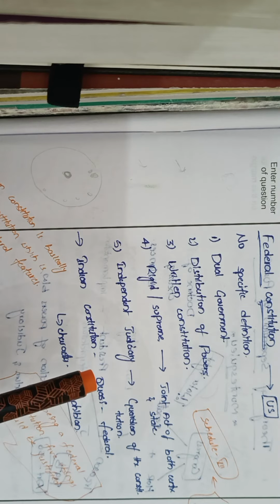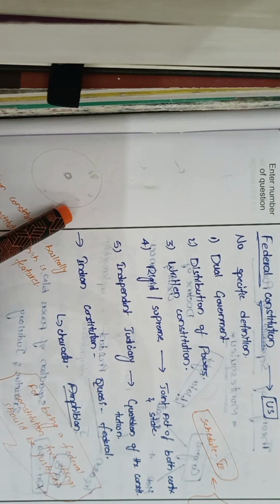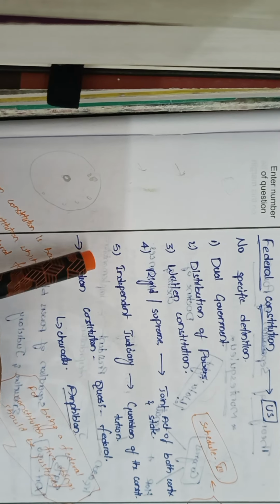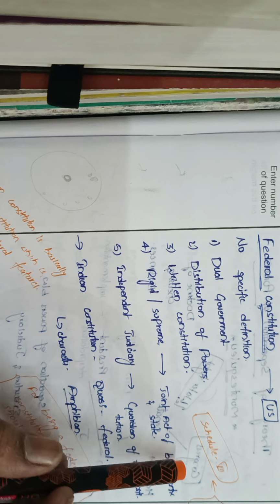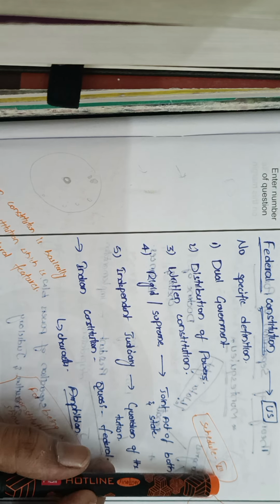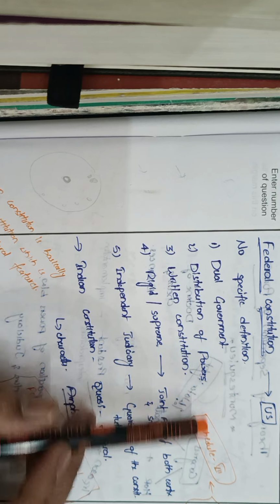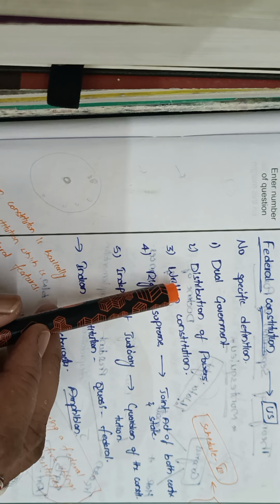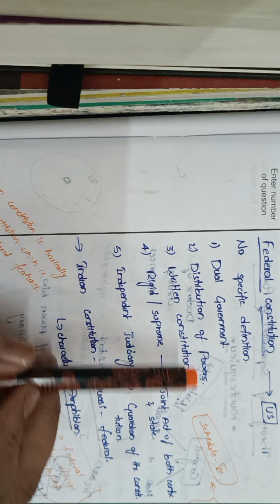In dual government, it means the government should be dual: some of the powers rest with the center and some of the powers rest with the states. This is drawn from Schedule 7. We have Schedule 7 with 3 lists: union list, state list and concurrent list. So dual government is there, and there is distribution of powers.